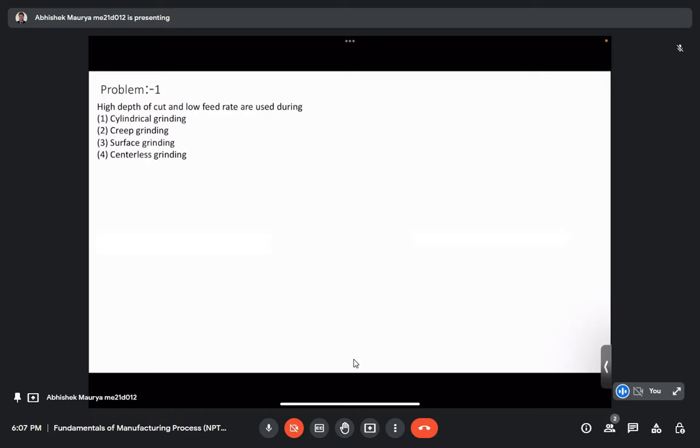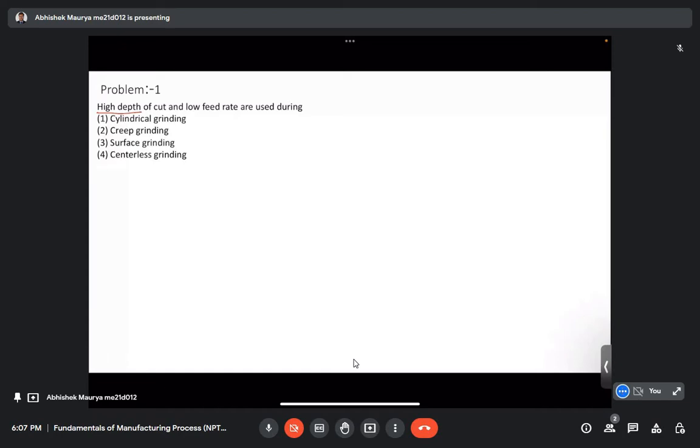Hopefully you have tried and you have got the answer. Okay, let's start discussing it together. So in this question, what has been asked: high depth of cut and low feed rate are used during, and these are the names of the different grinding processes, like cylindrical grinding, creep grinding, surface grinding, centerless grinding.